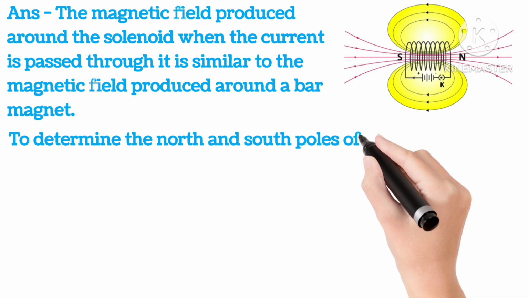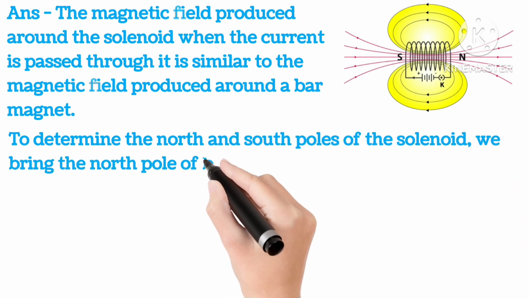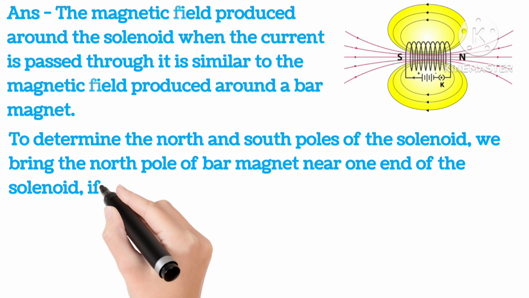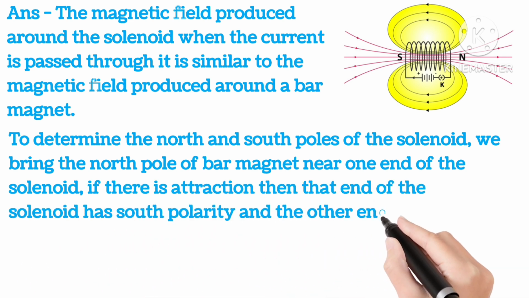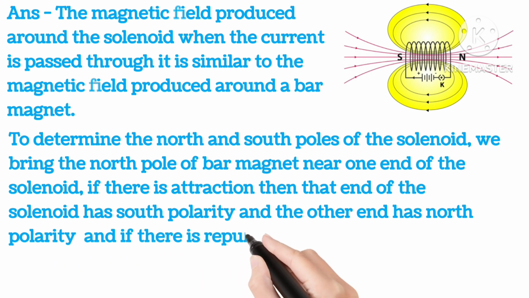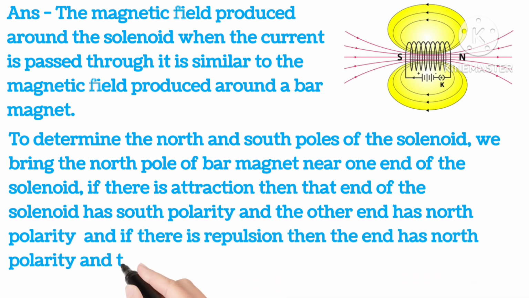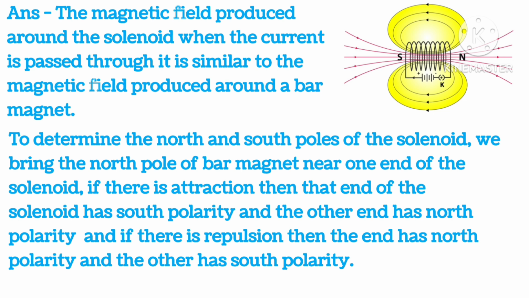To determine the north and south poles of the solenoid, we bring the north pole of the bar magnet near one end of the solenoid. If there is attraction, then the end of the solenoid has south polarity and the other has north polarity. If there is repulsion, then this end has north polarity and other has south polarity.